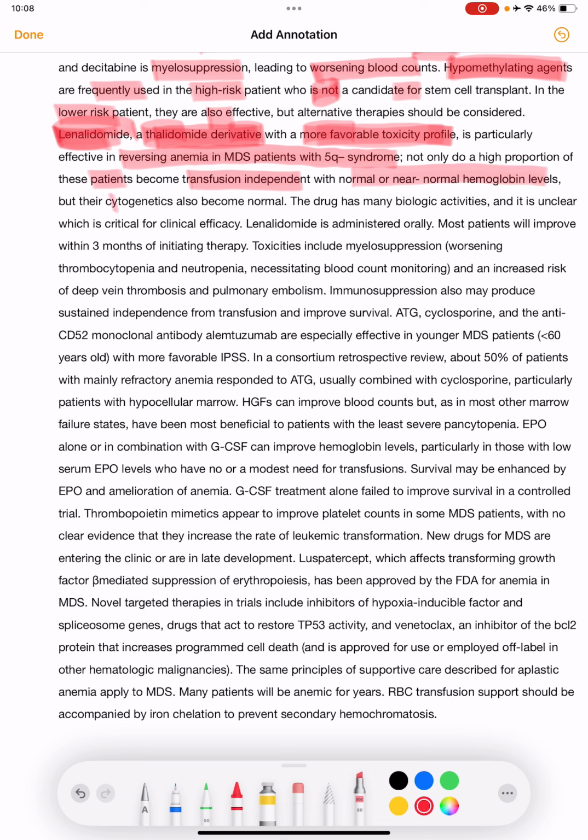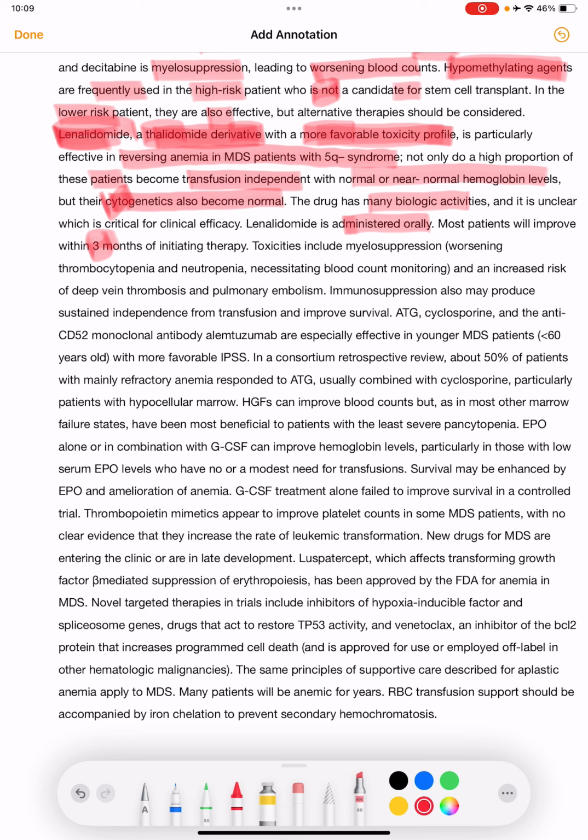But the cytogenetics, so this also become normal. See, cytogenetics are becoming normal and hemoglobin levels are also becoming normal. So the drug has many biological activities and it is unclear which is critical for clinical efficacy. So this lenalidomide has got many biological activities and it is unclear what is critical for clinical efficacy. So this is administered orally and most patients will improve within 3 months of initiating therapy. So if we give lenalidomide, most patients improve within 3 months.